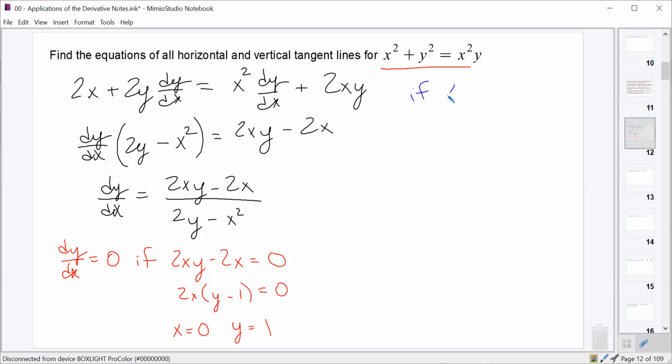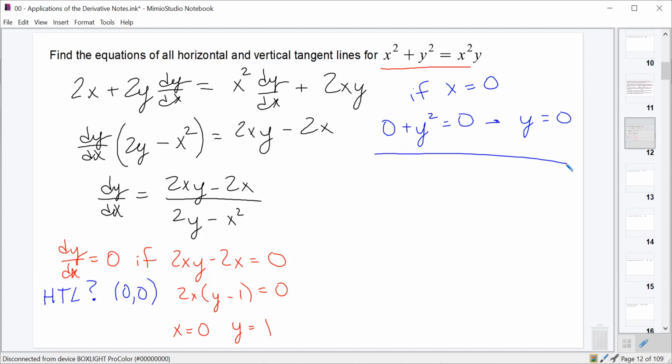If x equals 0, when we plug that in, what are we going to get? 0 plus y squared equals 0, or just y squared equals 0, or just y equals 0. So it's possible for us to have a horizontal tangent line. We'll say horizontal tangent line with a question mark. It's possible at the point (0, 0). We'll have to check later with our denominator to see if that still works. Then, now we'll plug in y equals 1.